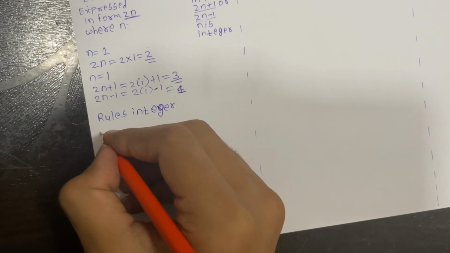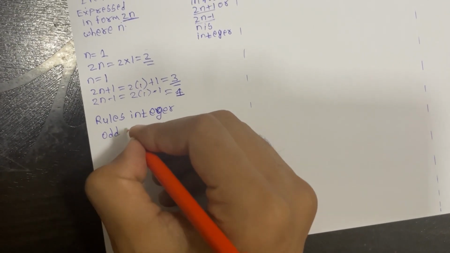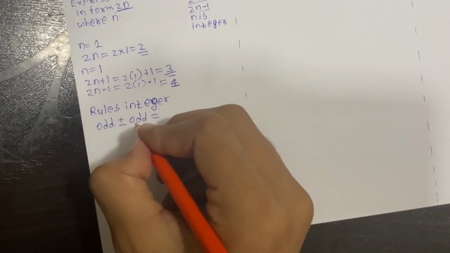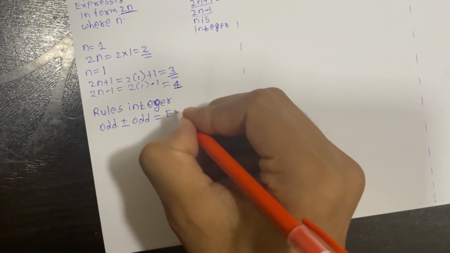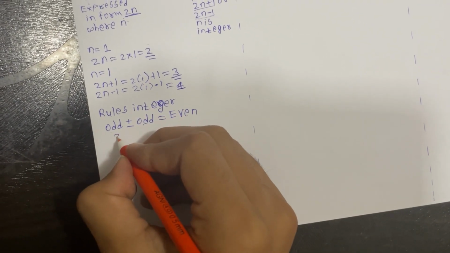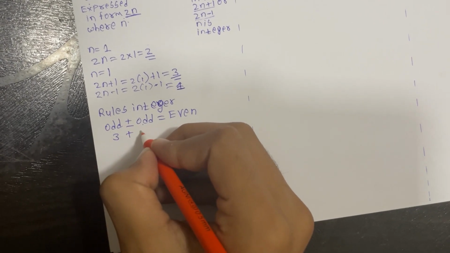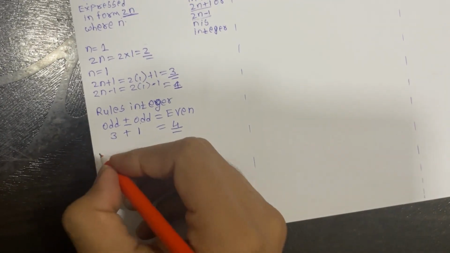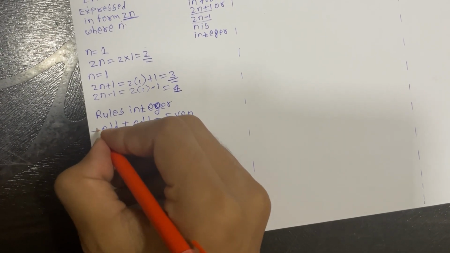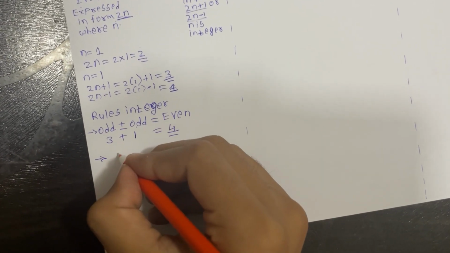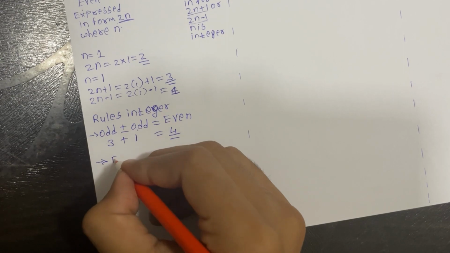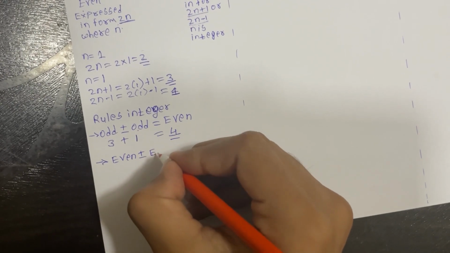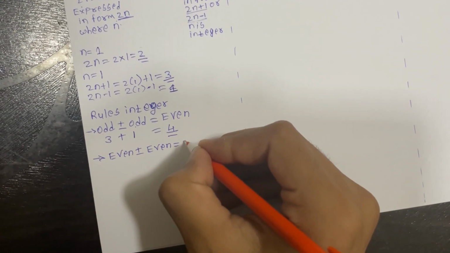So first of all, if we get two odd numbers, whether it be addition or subtraction, adding two odd numbers we will get the output as even. For example, if we take 3 is odd, plus 1, then it will be 4, and 4 is even number, right? So next rule is, if we add two even numbers or subtract two even numbers, then we will get even number.